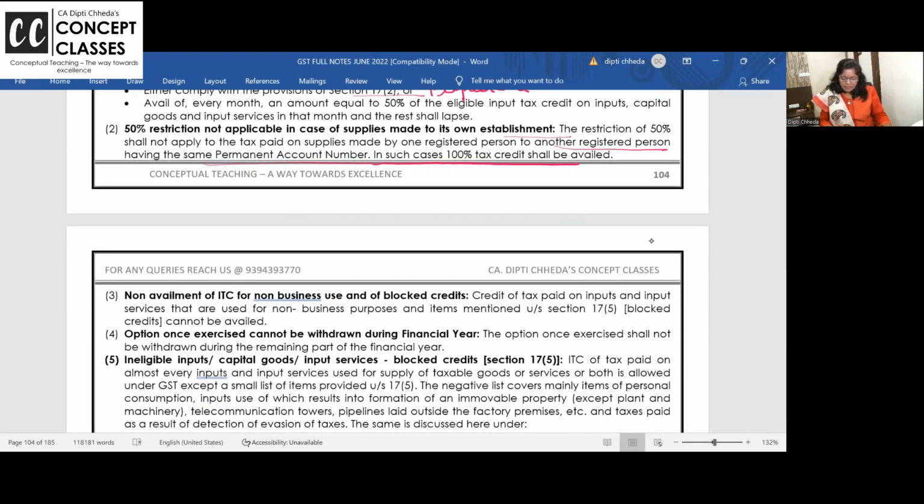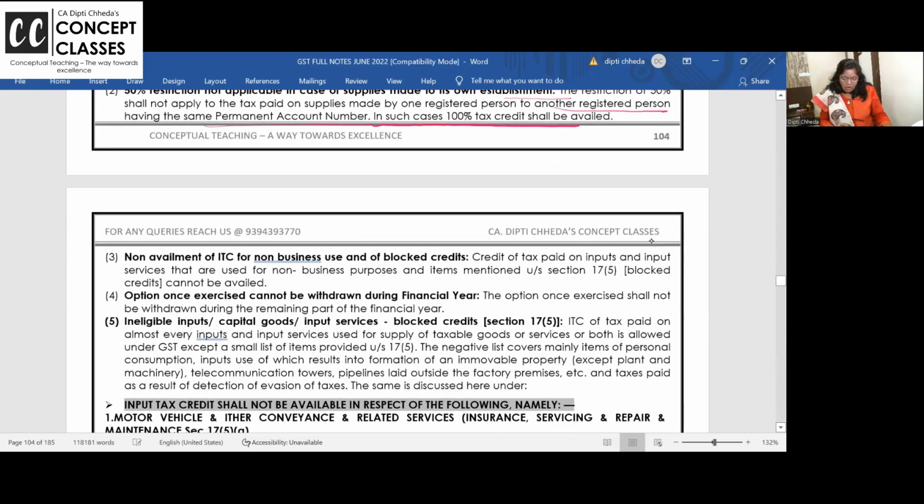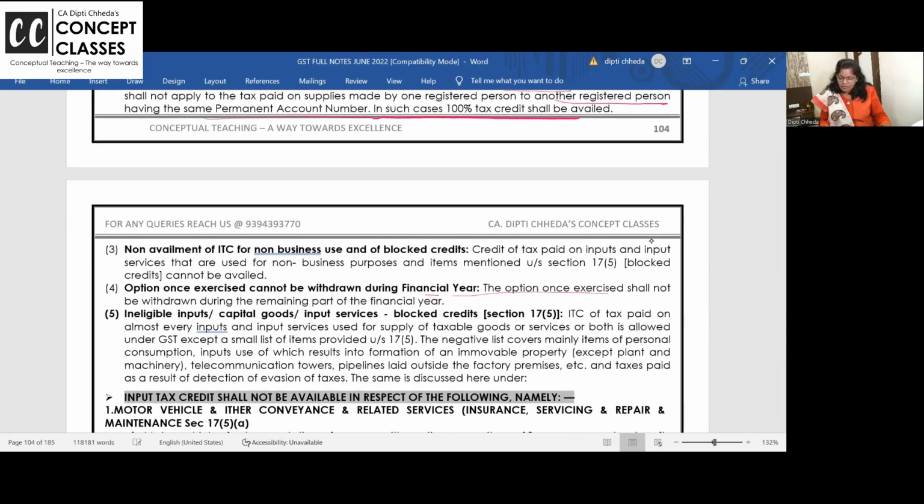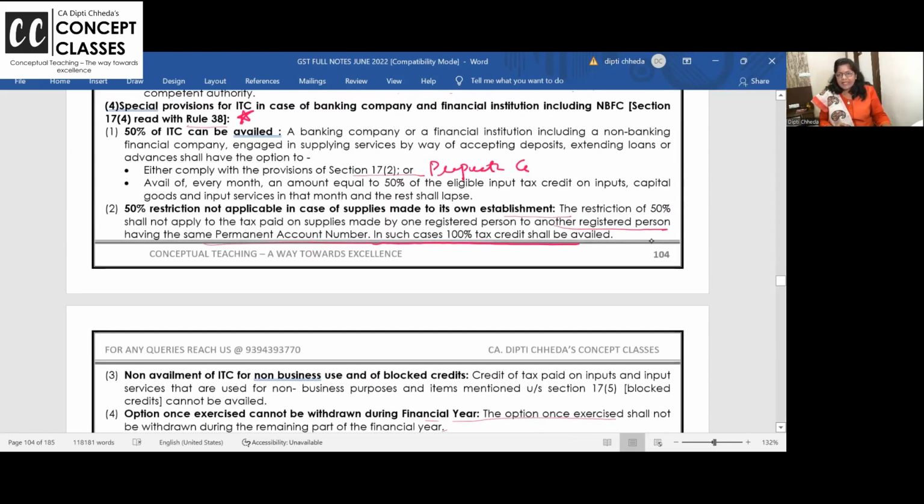non-availment of ITC for non-business use and of blocked credit. Credit of tax paid on input services that are used for non-business purpose cannot be availed. Yes. Option once exercised cannot be withdrawn during the financial year. And ITC of tax paid on almost, this is the 17.5 शुरू हो गया, ये 4 ही पॉइंट है. क्लियर है? या तो 50% लो या पूरा लो proportionate.